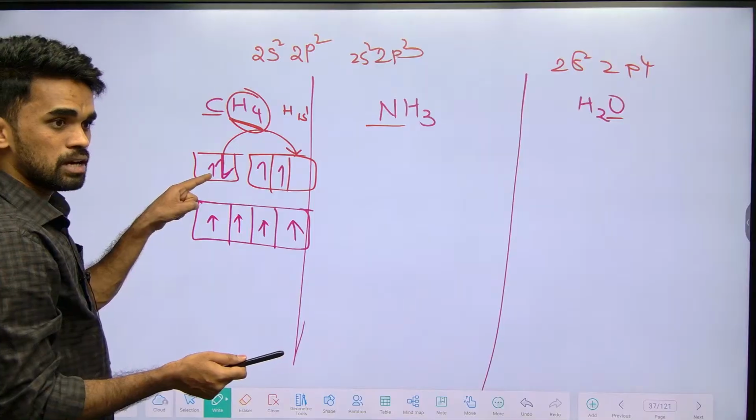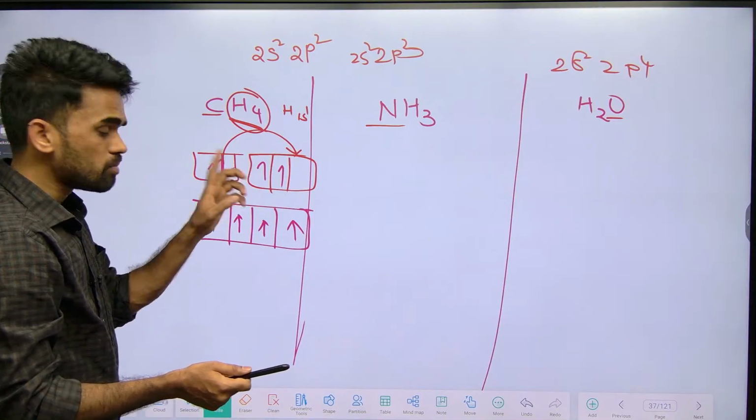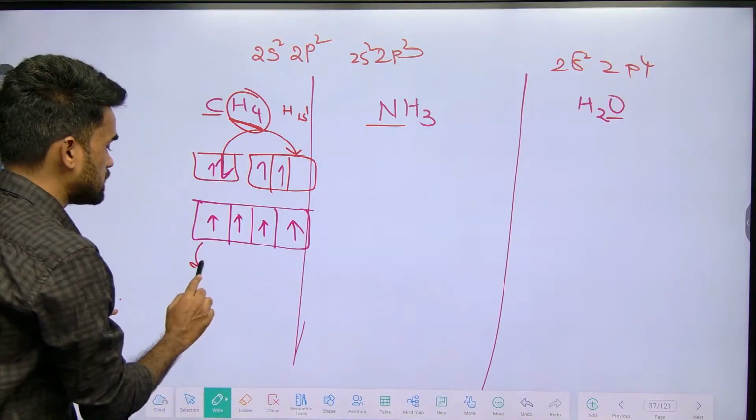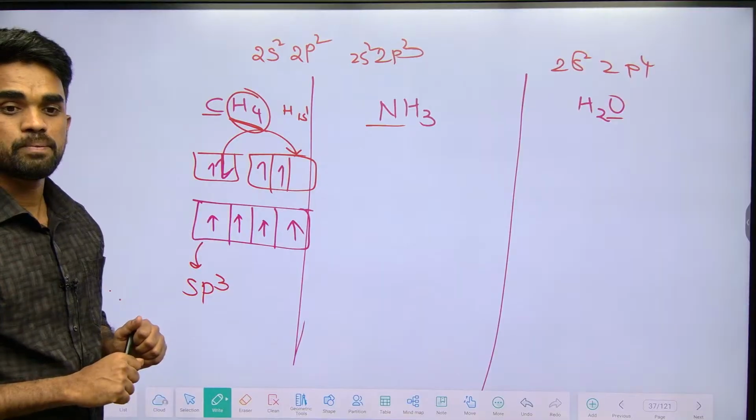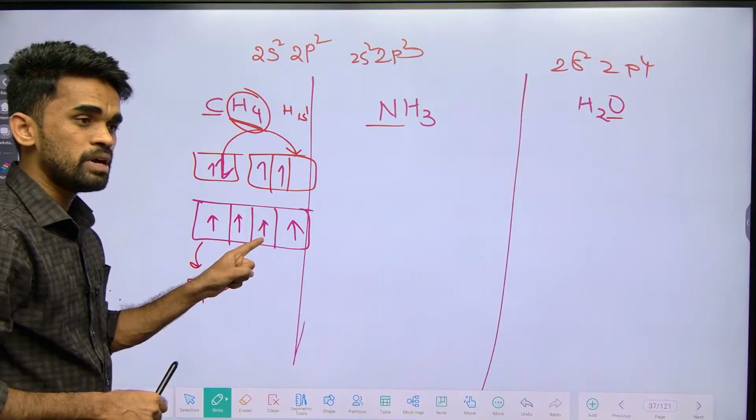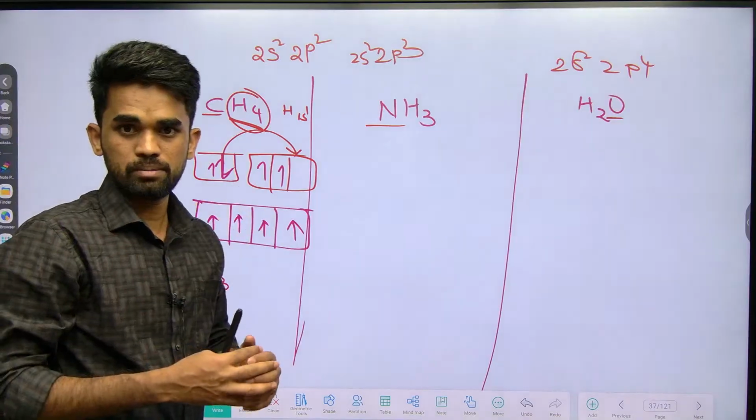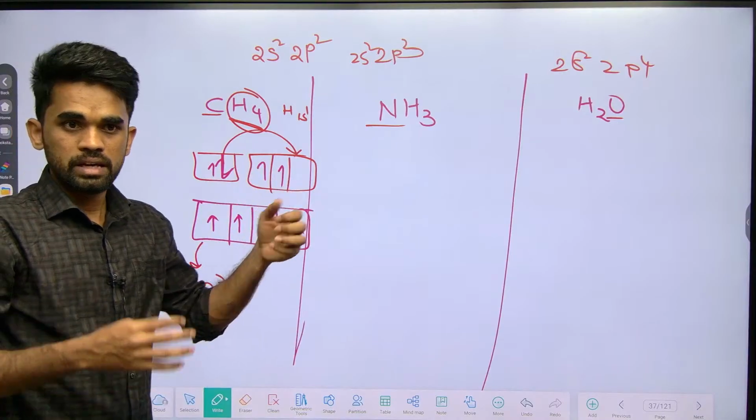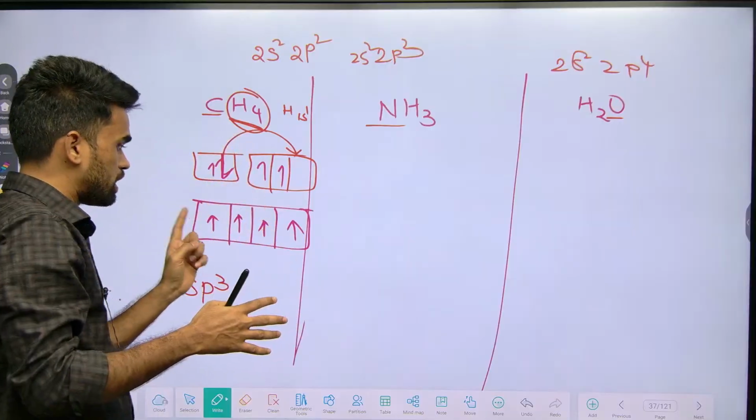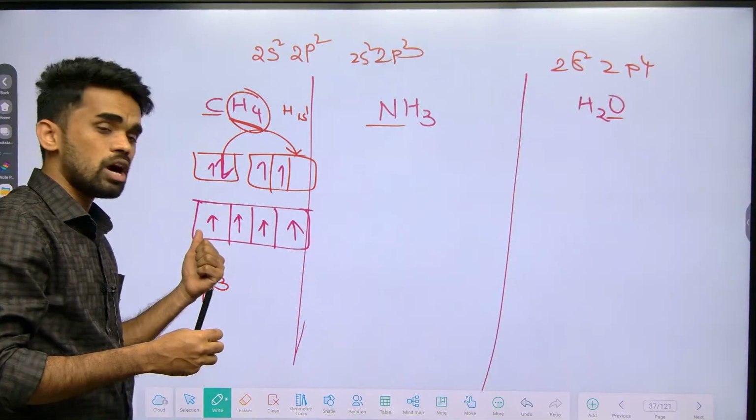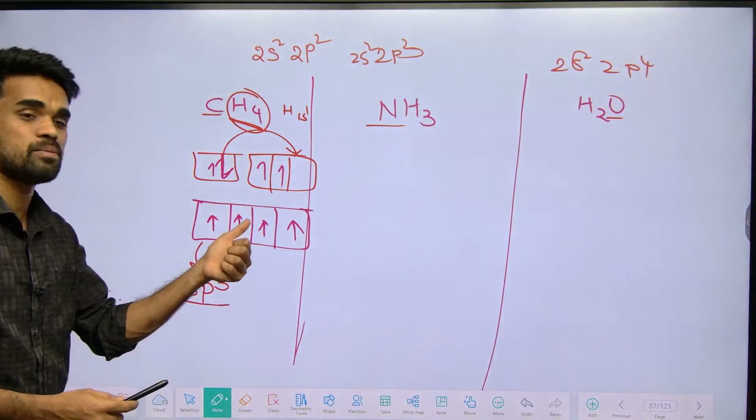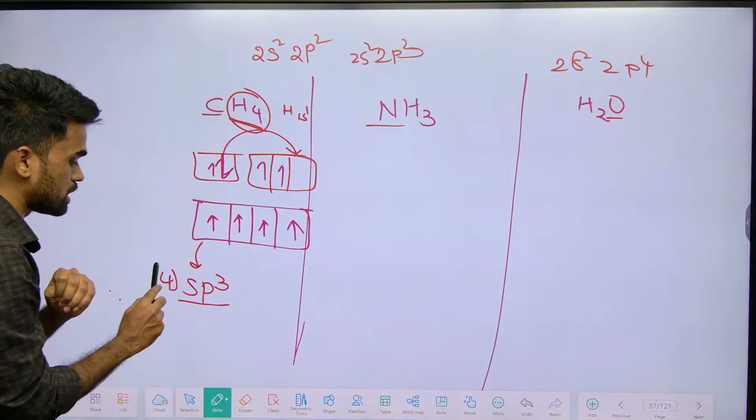What is the name of this orbital? You don't say it as s orbital. You should say it as sp3 orbital. sp3 hybrid orbital. This is also sp3. It means they lost their identity. Previously it was 2s and 2p individually. Now they all mixed up. They equally shared their energies. That's why we are giving 1, 1 electron to each. So now you should call them sp3 hybridized orbitals. How many sp3 hybridized orbitals are there? 4. So this is the basic concept you need to know.